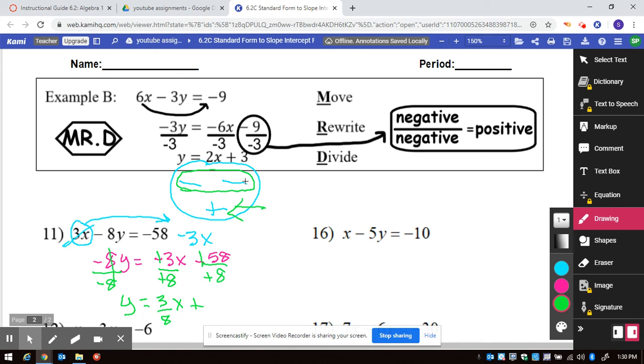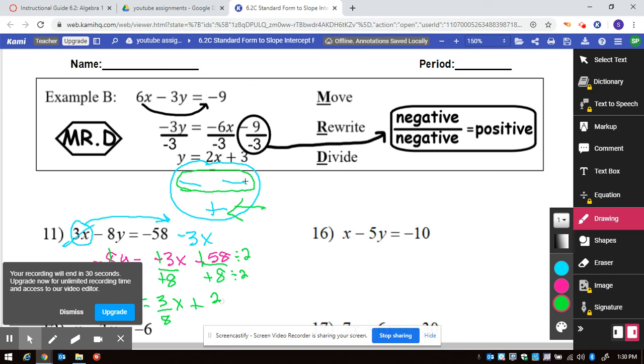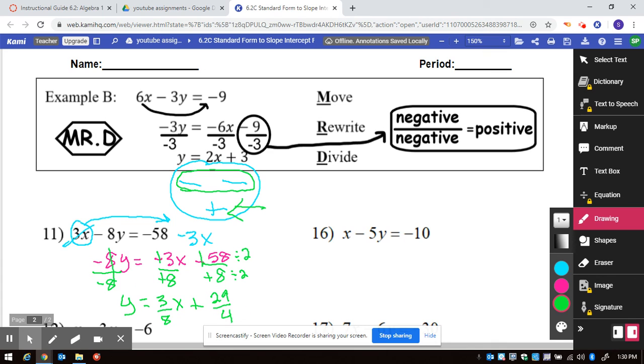58 over 8, it would either be a decimal, or I just like to reduce mine as a fraction. I know that they each divide by 2, and when they do, that becomes 29 over 4. And so your final answer is this guy, even though he has those double fractions.